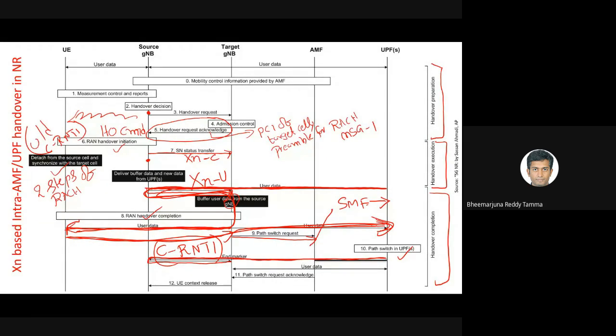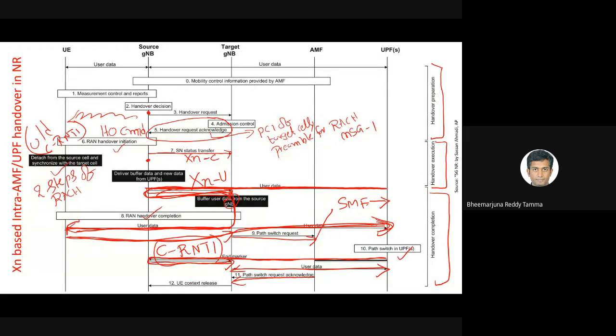The source gNB receives it, but forwards the marker packet to the target gNB. Now the target gNB comes to know that this is the final message it can expect from the source gNB. After that, all the data will be exchanged between the target gNB and the UPF, and the AMF is transmitting the path switch acknowledgement.